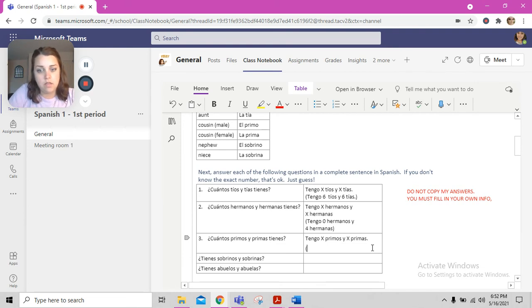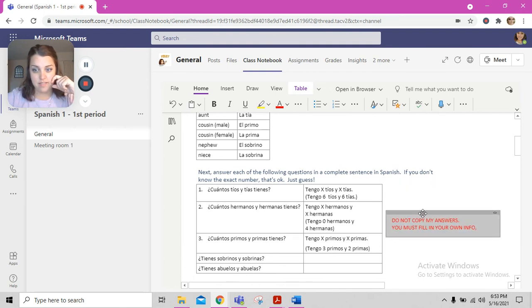For me, let's see, tengo, how many male cousins do I have? Byron? Oh man. They go by they. Byron, Austin, Hayden. I think I have 3 male cousins. All right, and then I think that I only have 2 female cousins. So these are my answers. Okay, so tengo 3 primos y 2 primas for me. These are not your answers. They're not the same. Okay? For real. Like, this needs to be huge right here.